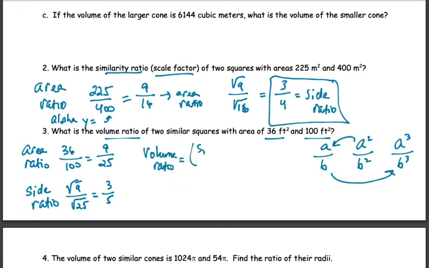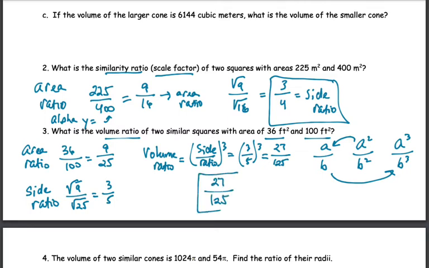Now, to get the volume ratio, that's going to be the side ratio cubed. Oh, I don't know why I put that as a fraction, sorry. Side ratio cubed, so 3/5 will be cubed. So you cube the top and the bottom, that'll be 27 over 125. Now that I know, well, that's what I need to know. I need to know the volume ratio. It's 27 over 125. That is the volume ratio.